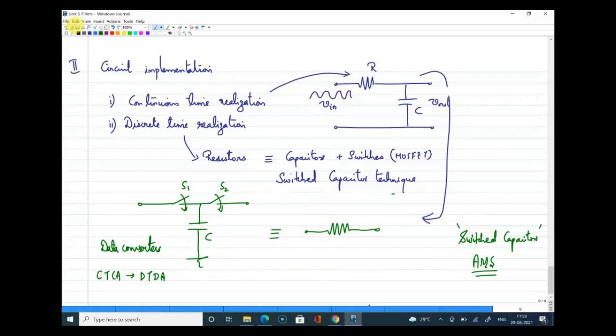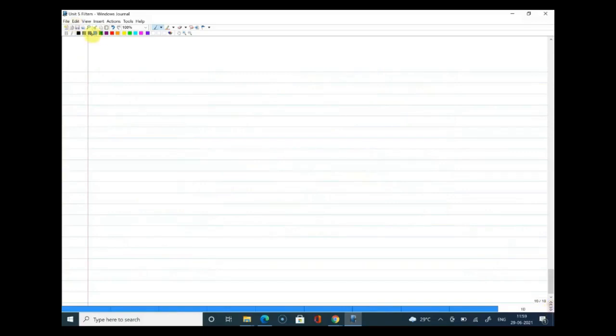Fine. So that is another classification. Now, coming to the last classification, or how we classify filters, as one last final category, it is based on the way we implement the component. So we call it passive or active implementation.